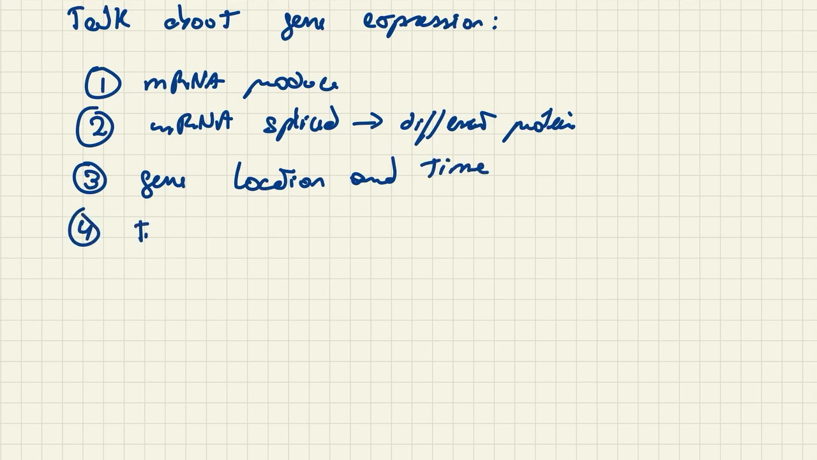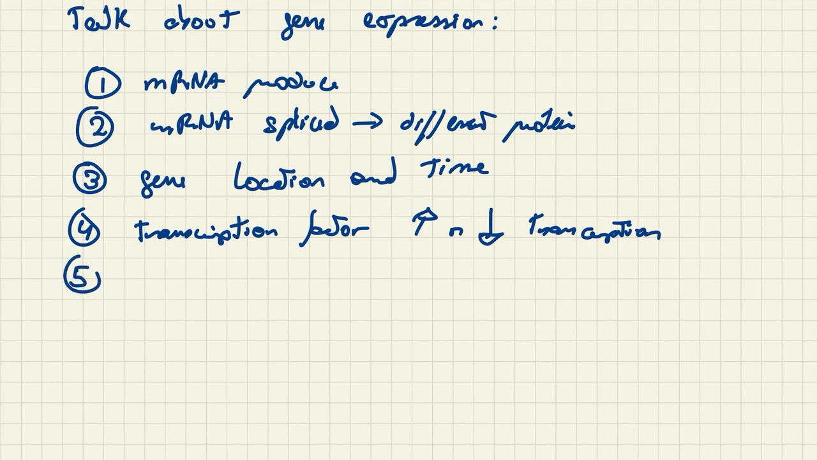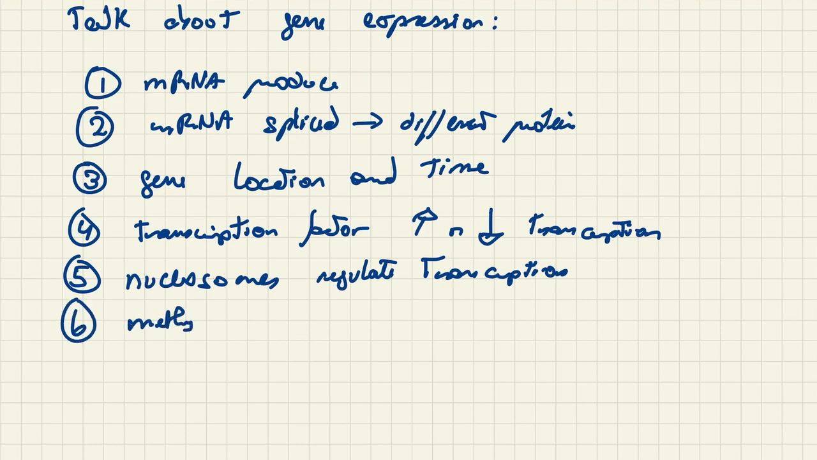Number four, talk about transcription factors. Will they increase or decrease transcription? Since we talk about transcription factors, we can also talk about nucleosomes. What do they do? They regulate transcription. And since we're talking about nucleosomes, we can also talk about methylation as well as acetylation. So this can speed up or slow down transcription.